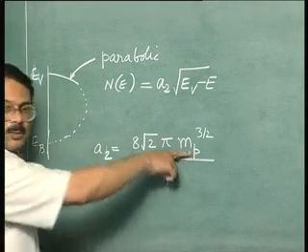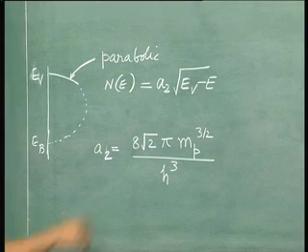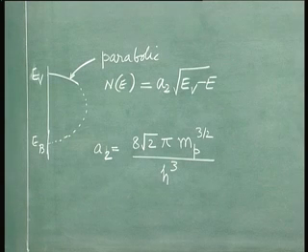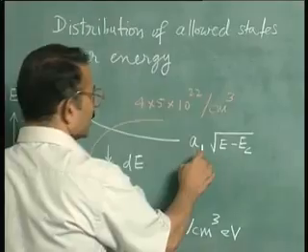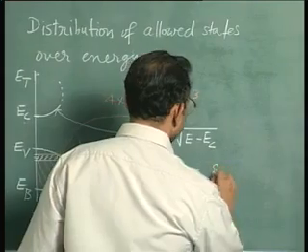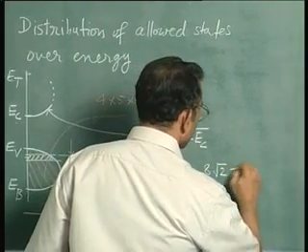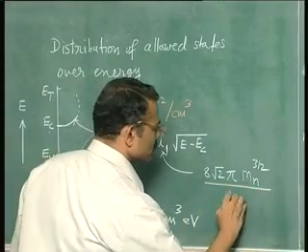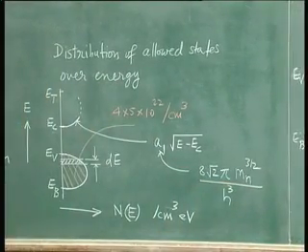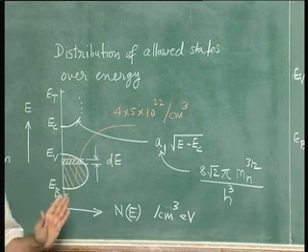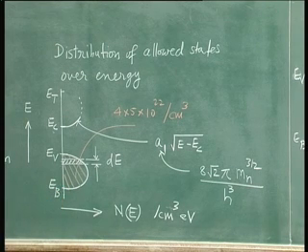So mp is the effective mass of holes. For the valence band, the constant a2 depends on the effective mass of the hole. h is Planck's constant. And the constant a1 here is 8 root 2 pi, and mp is replaced by mn, the effective mass of electrons. For the conduction band, the constant depends on the effective mass of electrons, mn. So that is the slight difference between a1 and a2: the effective mass of electrons and the effective mass of holes.